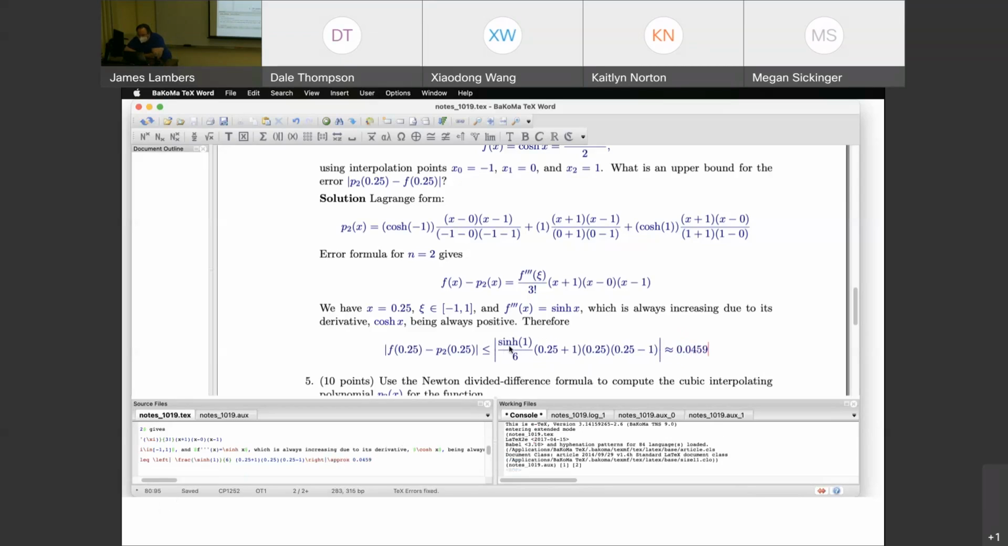What some people do is assume that sinh is less than or equal to 1. Like the same bound that applies to sine and cosine does not apply to hyperbolic sine and cosine. Sinh of 1 is actually a little bit greater than 1.